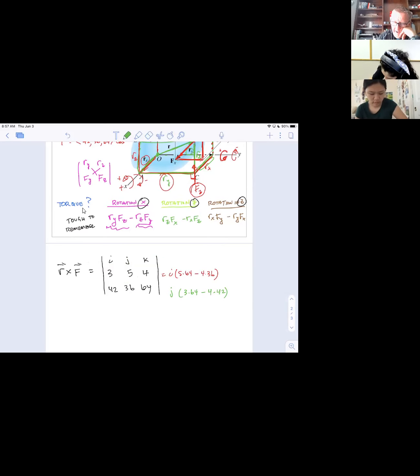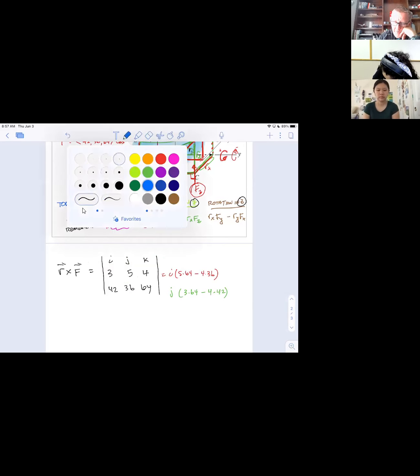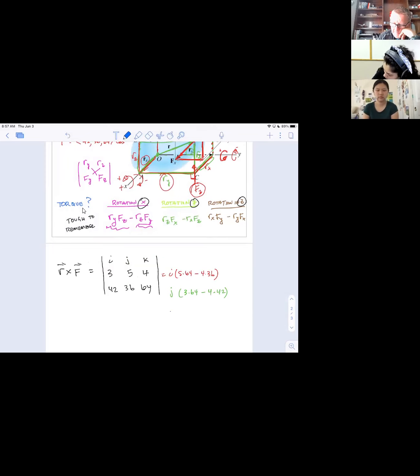And lastly, how do you get your Z component, which we're calling K? Same exact way. Cross this out, cross that out. There's your matrix. You go 3 times 36 minus 5 times 42. Boom. I mean, is that cool? Like you can actually memorize that.